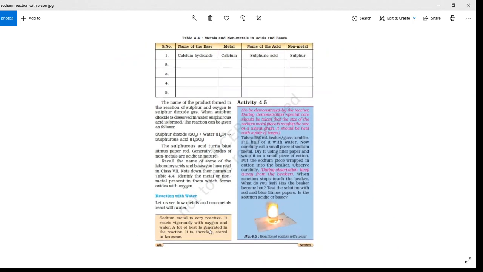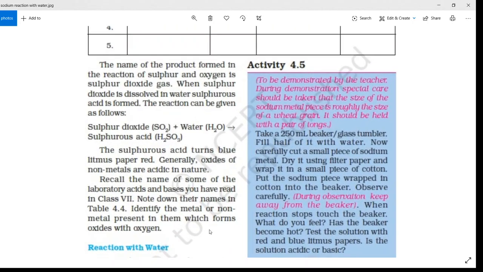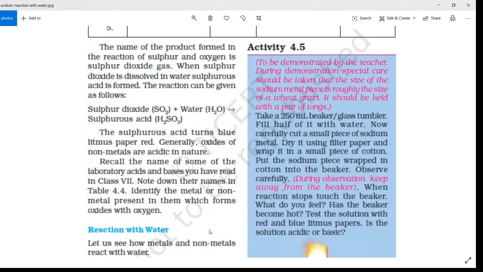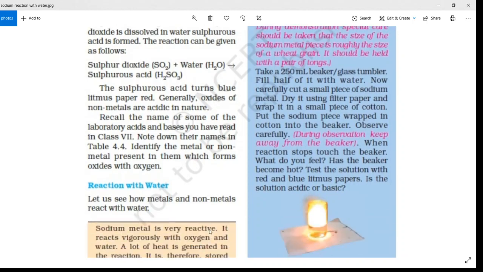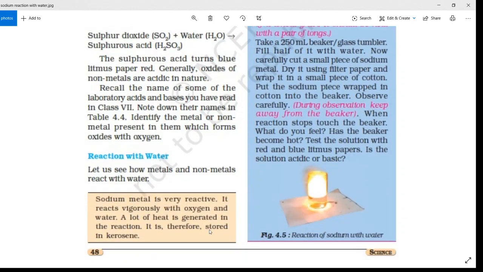Okay. Here is activity 4.5, which shows the reaction of metals with water. There are certain metals which react vigorously with water. Sodium and potassium are two such metals. In this activity, what do we have to take? We have to take a small sample of sodium and dry it. After that, we cover it. We can wrap it in cotton and then put it in water. You will see that it catches fire immediately.